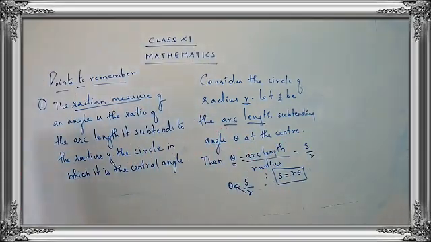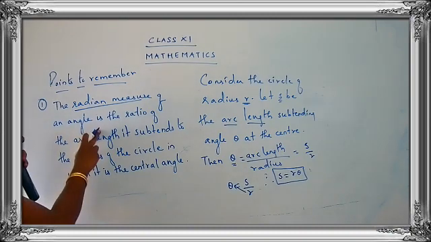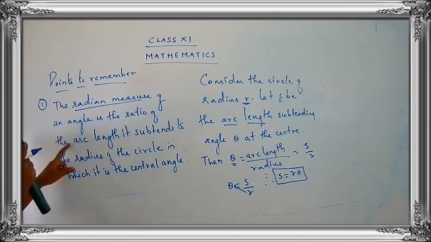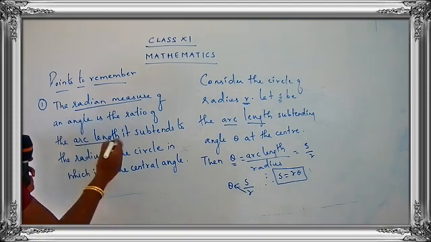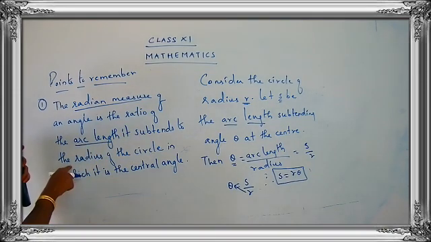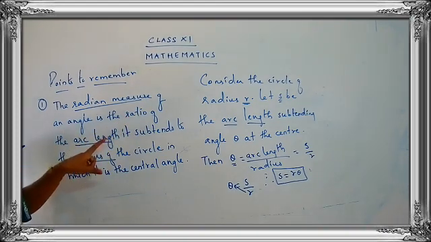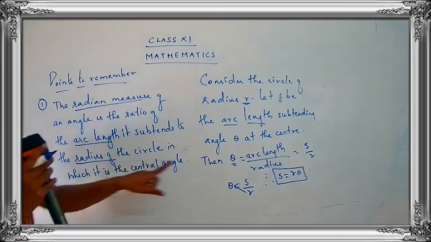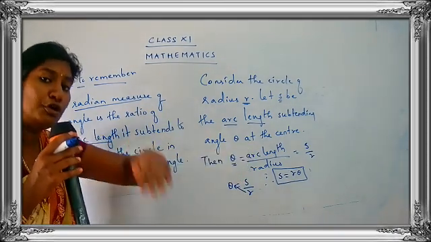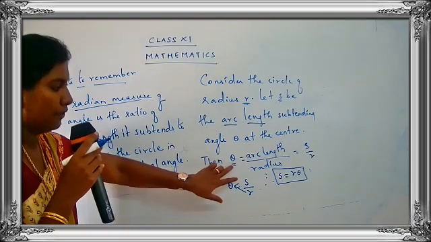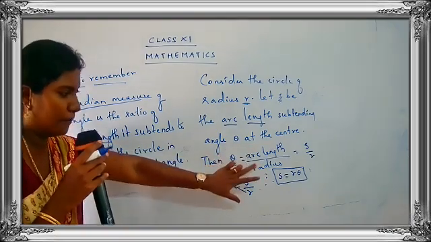The radian measure of an angle is the ratio of the arc length to the radius. So what are you going to do? You are going to take the ratio of the arc length and the radius. So theta is taken as a ratio. This is called a ratio, that is, numerator upon denominator. So theta is equal to arc length upon radius.